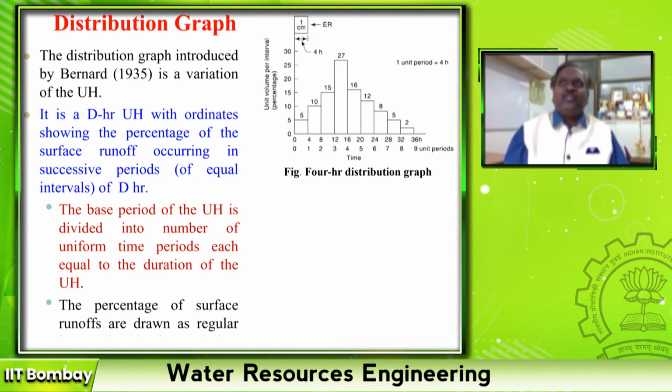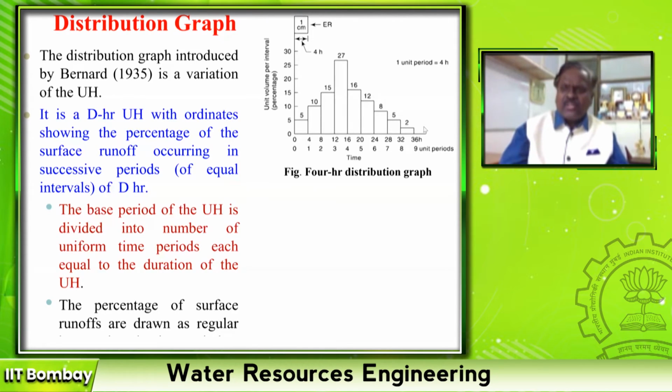Then people started thinking of taking the concept of rainfall runoff relationship from this gauged basin where you have derived the unit hydrograph for D hours. They took it to the next basin to derive the flood hydrograph. But when I am taking it from one basin to another basin, basin characteristics should be left over. So the first such graph is called a distribution graph, first introduced by Bernard in 1935. Unit hydrograph was introduced by Sherman in 1932.